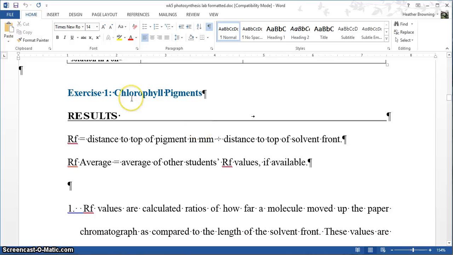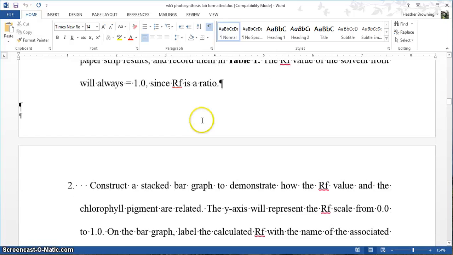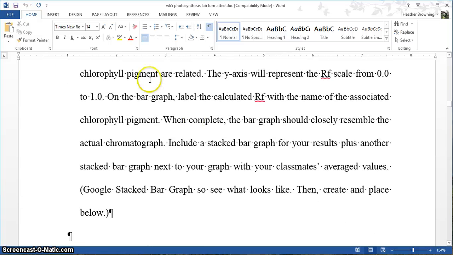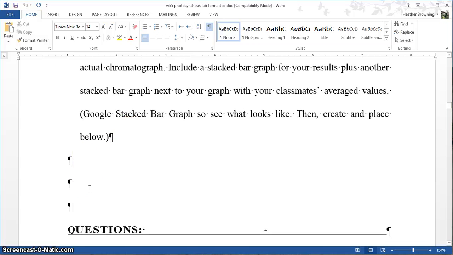So then we're going to talk about chlorophyll, because the photosynthesis part. And it's going to tell you about how it's done, how you recorded them. You're going to construct a stack graph. So stack graph is going to be a bar graph where it's all on top of each other. So you'll have different colors and it will look like your pigment paper. So the darker color will be how far it moved, you know, and then how much the pigment 2 moves. So it's the same distance, but like it'll be a little bit higher.